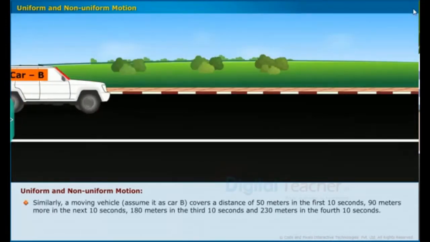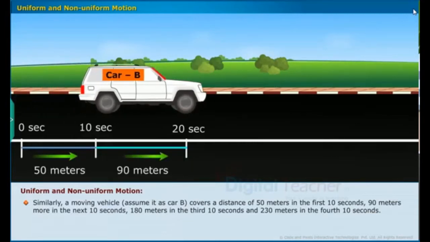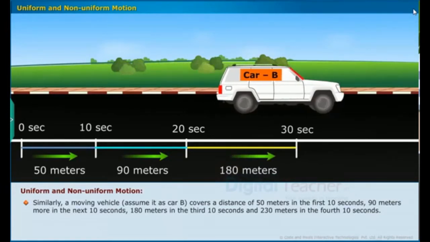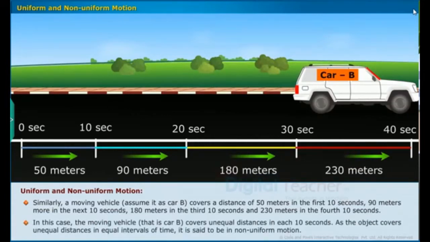Similarly, a moving vehicle, assume it as car B, covers a distance of 50 meters in the first 10 seconds, 90 meters more in the next 10 seconds, 180 meters in the third 10 seconds, and 230 meters in the fourth 10 seconds. In this case, car B covers unequal distances in each 10 seconds. As the object covers unequal distances in equal intervals of time, it is said to be in non-uniform motion.